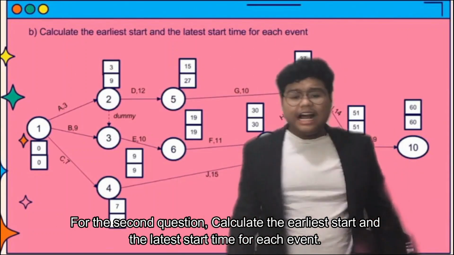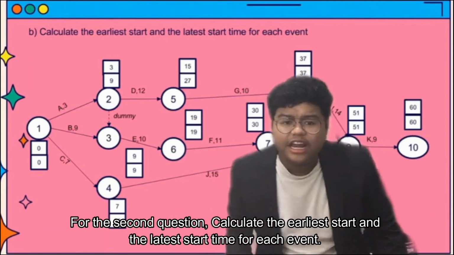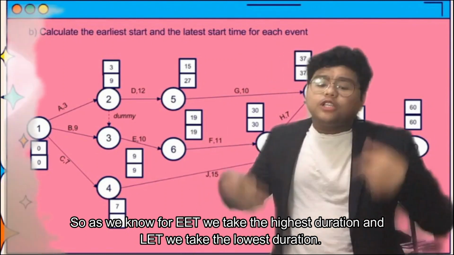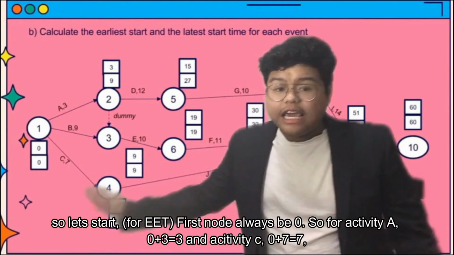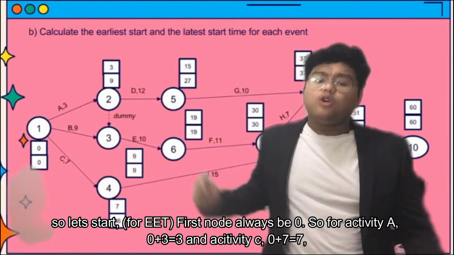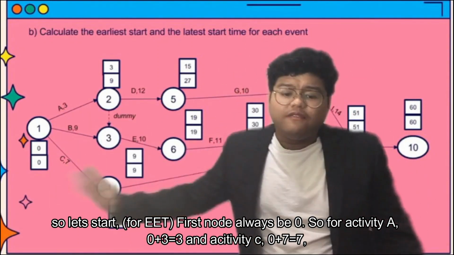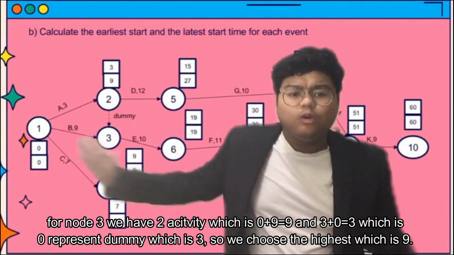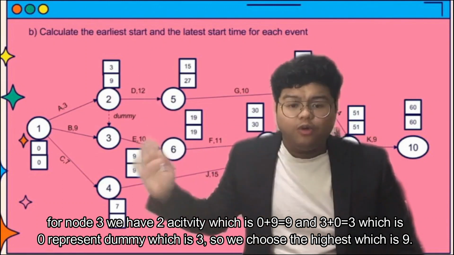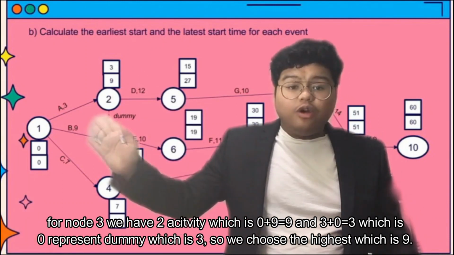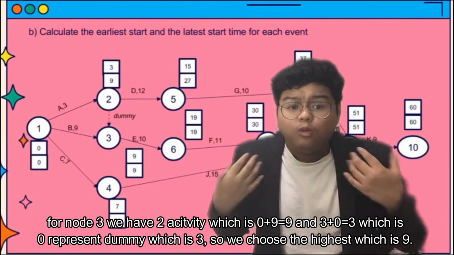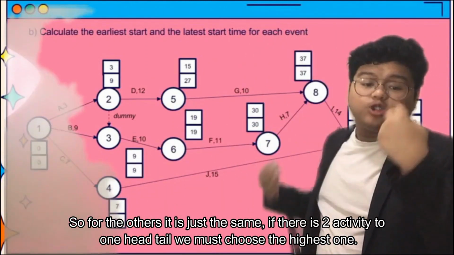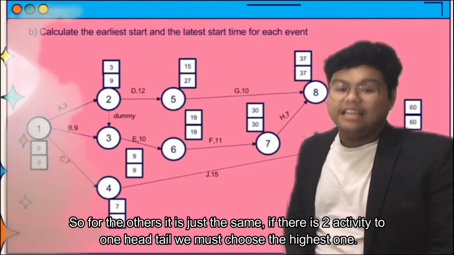Alright guys, for the second question, calculate the earliest event time and the latest event time for each event. As we know, for EET, we take the highest duration, and for LET, we take the lowest duration. So let's start. The first node is always 0. For activity A, 0 plus 3 equals 3, and activity C, 0 plus 7 equals 7. For node 3, we have two activities: 0 plus 9 equals 9, and also 3 plus 0 equals 3, where 0 is represented by the dummy. So we choose the highest one, which of course is 9. For the others, it's just the same. If there are two activities to one head node, we must choose the highest one.